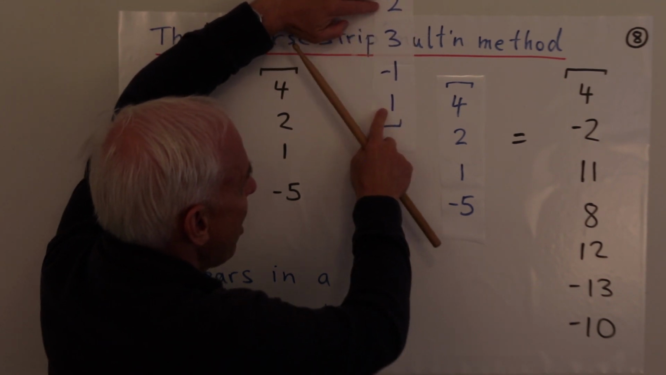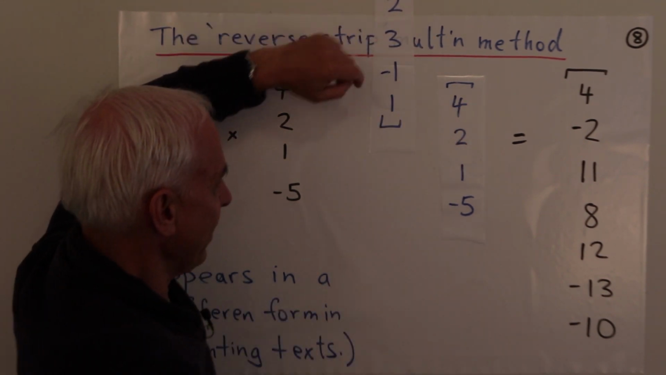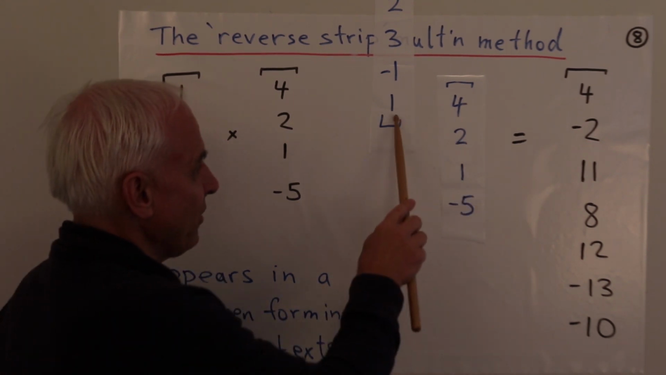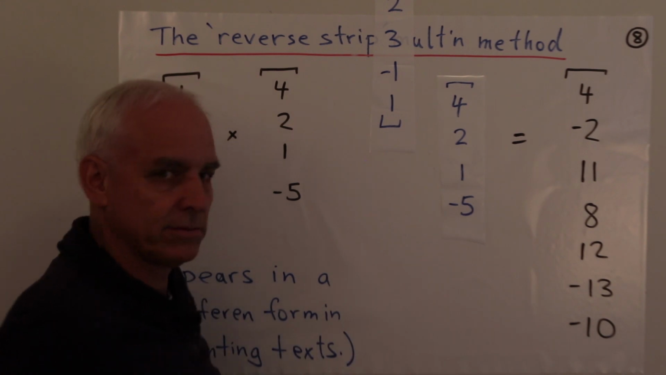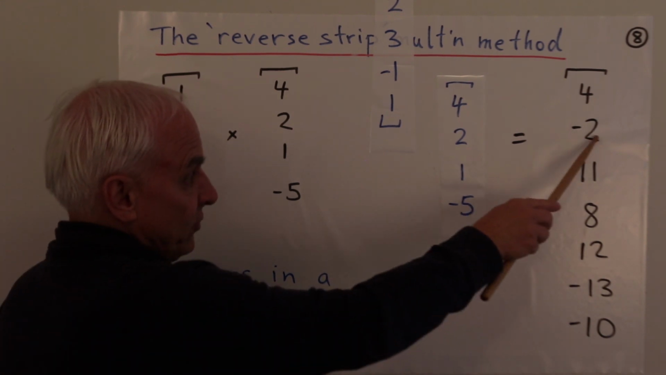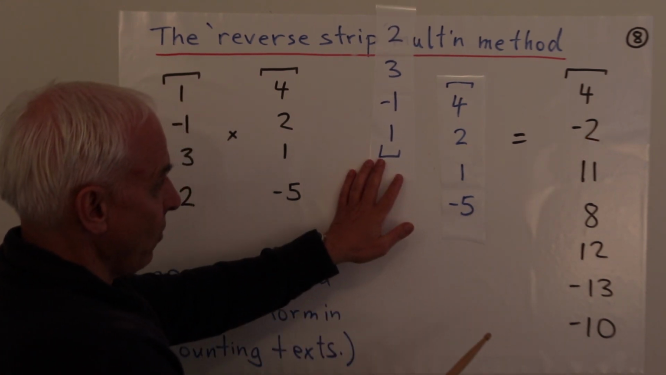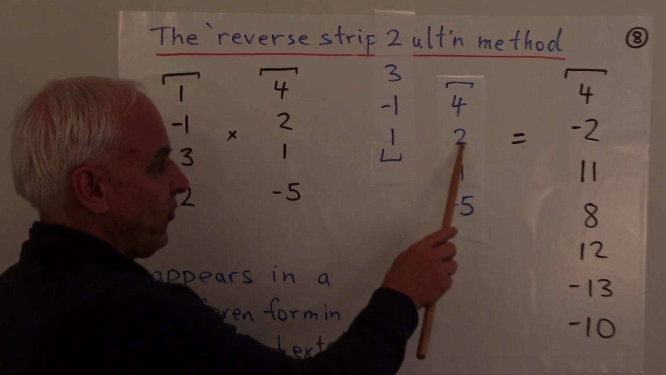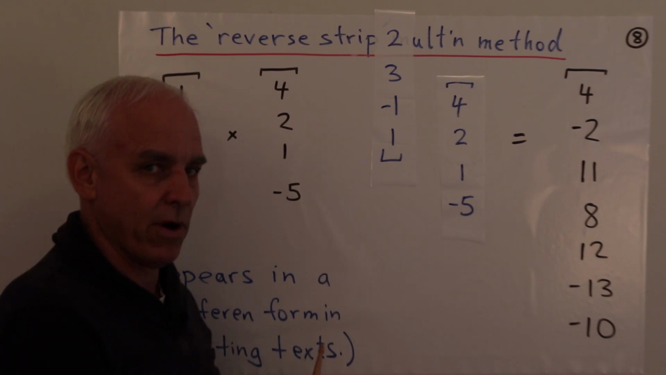So the bottom entry there is lined up with the top entry there. The only things we see in common are the 1 and the 4, so 1 times 4 is 4. Now for the next entry, we just move this down 1. Now these are aligned and these are also aligned, so we have the product 2 and the product minus 4.